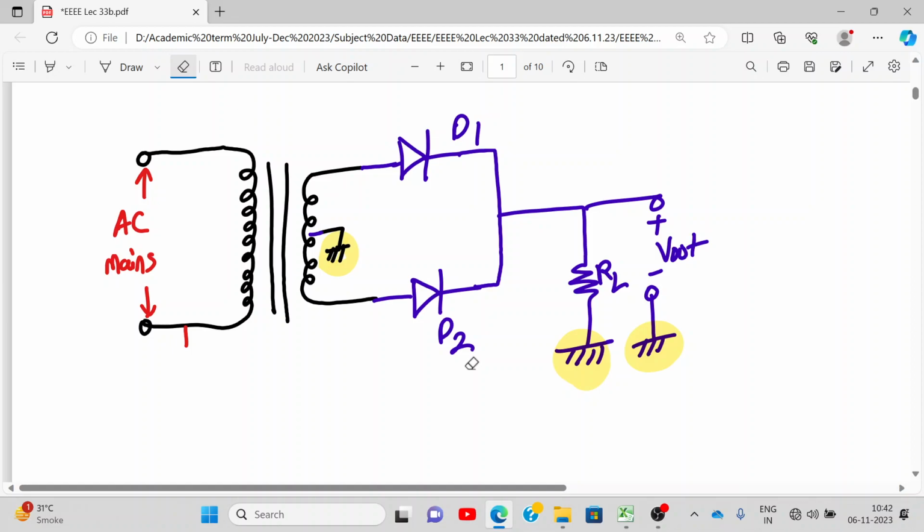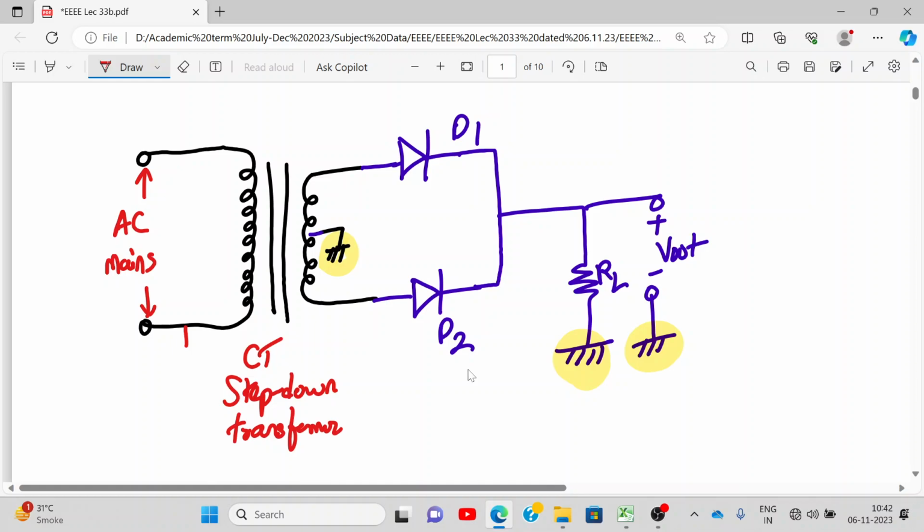Now, how does the circuit work? You know how the diode works? When it is forward bias, it will behave as a short circuit. When it is reverse bias, it will behave as an open circuit. Now, tell me what will happen. So, first of all, what is this called? Center tap step down transformer.